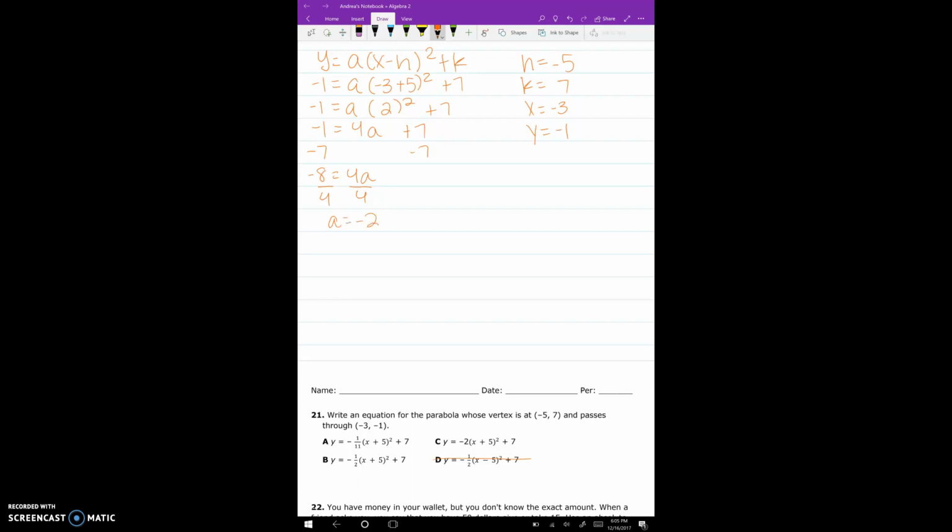Since I know A equals -2, I pretty much can see my answer is C, but I'm going to go ahead and write it. I'm going to plug it in. So you always plug in A, H, and K. So my answer should definitely be answer choice C.